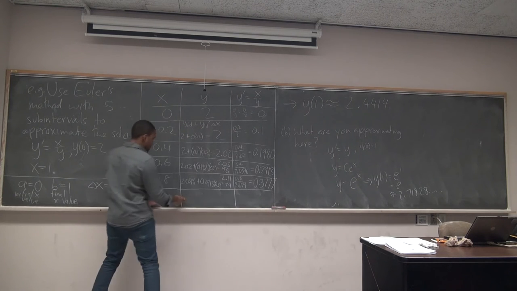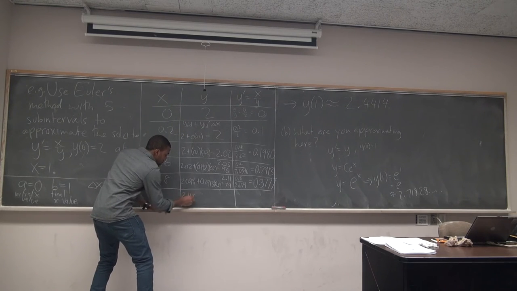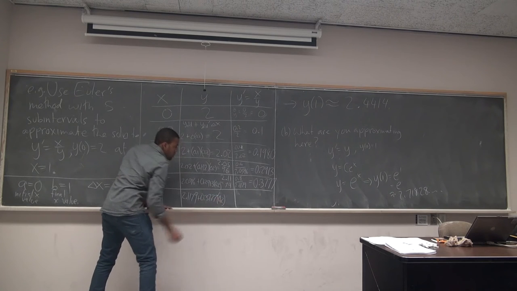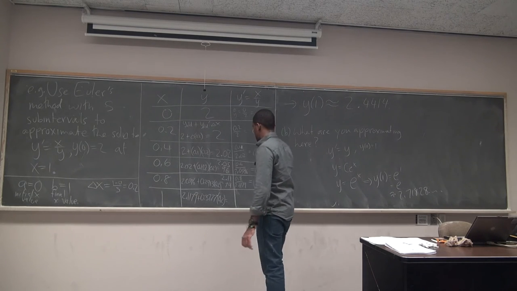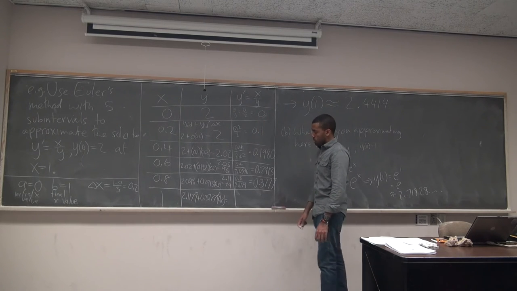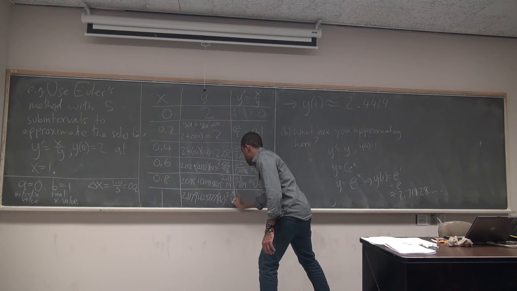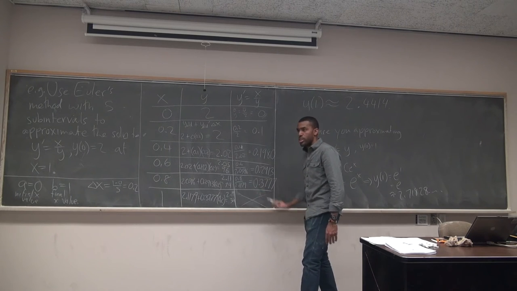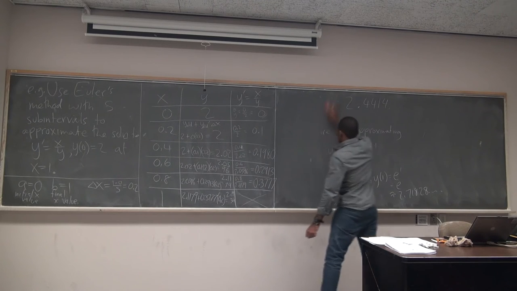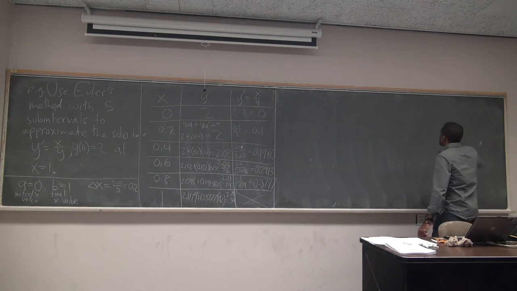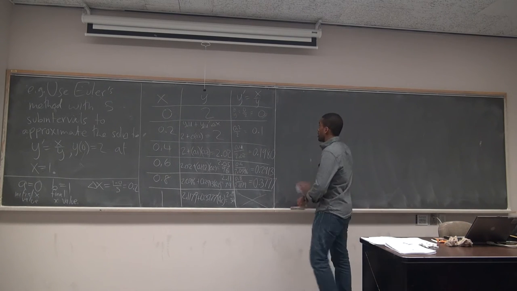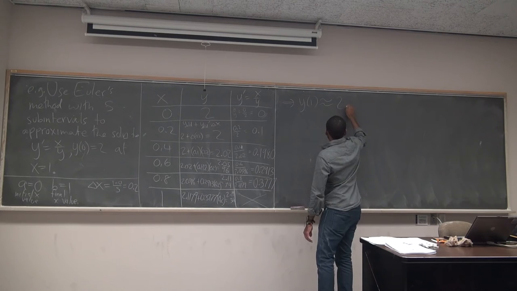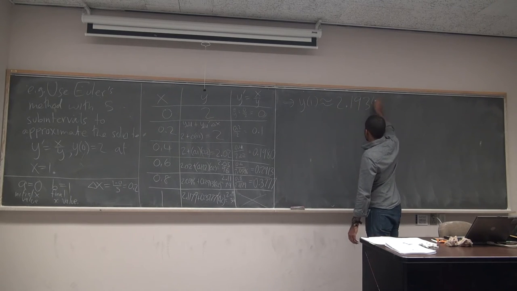Do it again. What happens here? 2.1179 plus 0.3777 times 0.2. That gives me 2.1934. And that's the answer I want. I can stop there. I only need the derivative here to figure out the next line, which I don't need. This means my y when x is 1 is approximately 2.1934. That would be the answer.